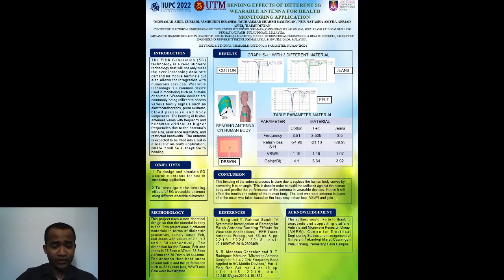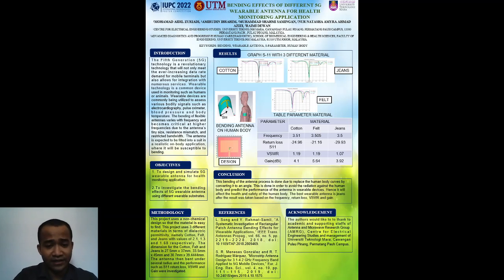For the conclusion, this bending of the antenna process is done to replace the human body curve by converting it to an angle. This is done in order to avoid radiation against the human body and to predict the performance of the antenna in wearable devices. Hence, it will affect the health and safety of the human body. The best wearable antenna is chosen after the results were taken based on the frequency, return loss, VSWR, and gain.